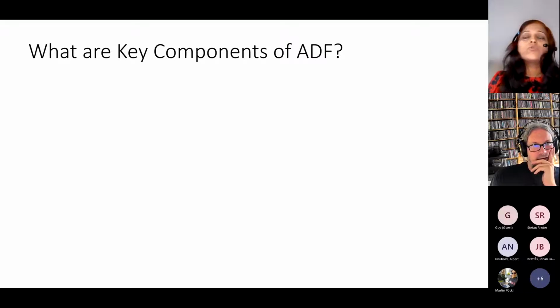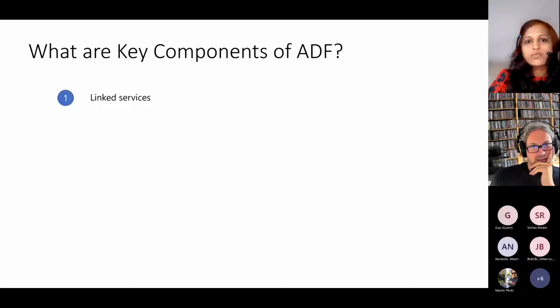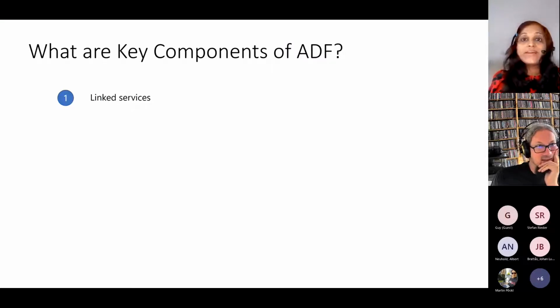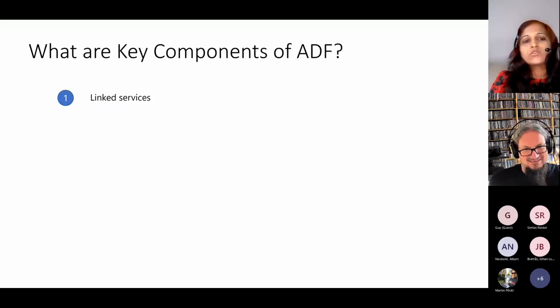Now let's move into the key components of Azure Data Factory. There are five main key components of Azure Data Factory. Let's start with the first one, which is a linked service. If you compare a linked service with SSIS, then it's like a connection manager. It's similar to that. It holds the connection string. It holds the address of your source or sink data source.